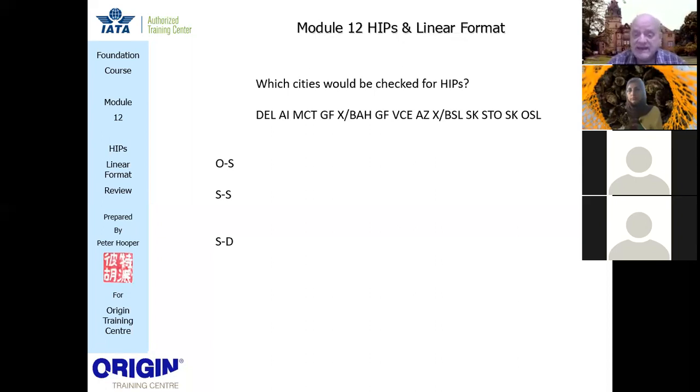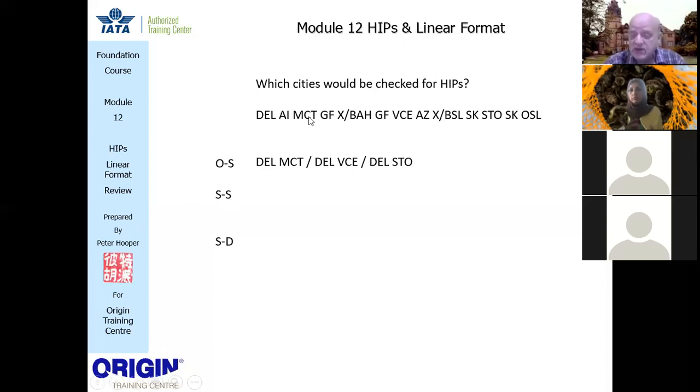Would I check Delhi to Venice? Yes. Delhi to Basel? No. Delhi to Stockholm? Yes. Right, that's what I check: Delhi to Muscat, Delhi to Venice, Delhi to Stockholm. And I'm checking to see if those fares are higher than the Delhi to Oslo fare. Excellent.